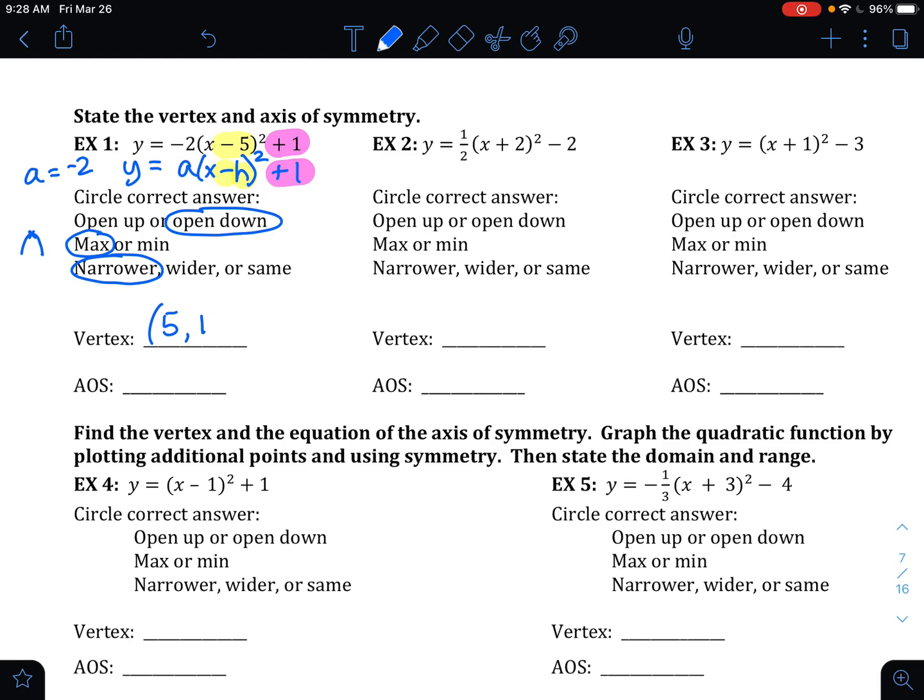Oh shoot, I meant to write, let me fix this over here. I meant to write plus k. All right, there we go.